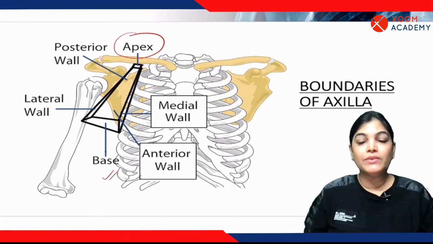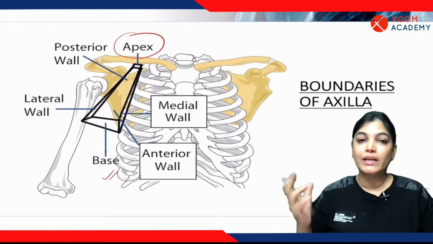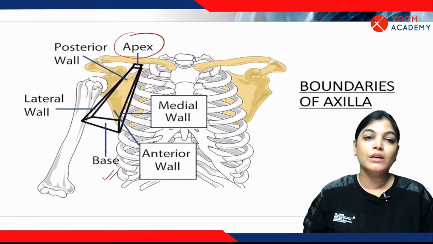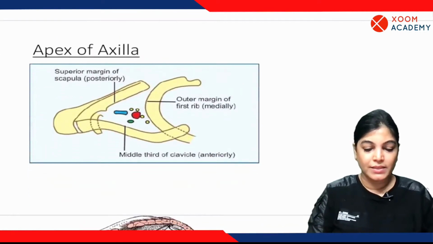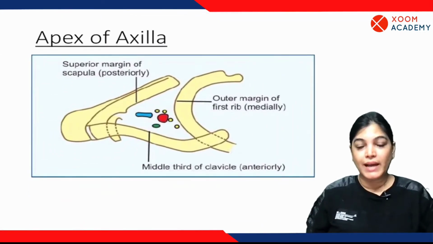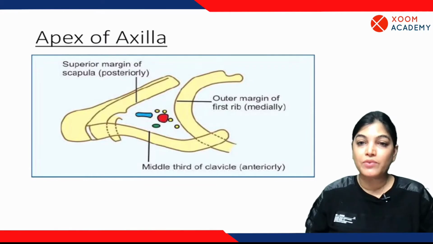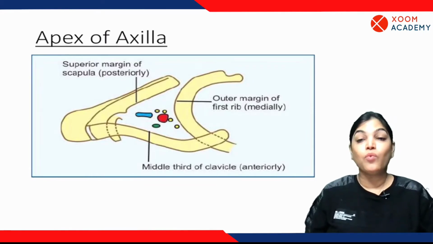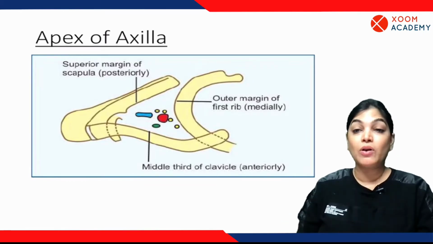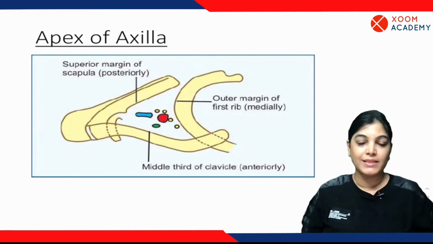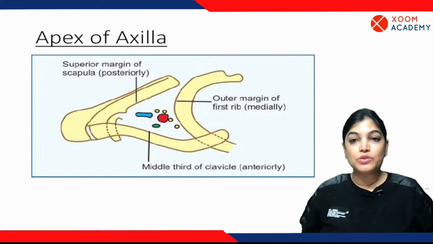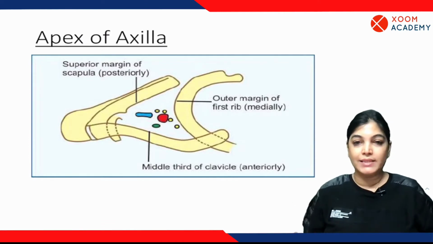So let me individually explain and show you the diagram so that you can understand the concept of the axillary walls. Let me start with the apex of the axilla. The apex of the axilla is also called the cervico-axillary canal. Why is it called the cervico-axillary canal? Because the axilla can communicate with the neck region via the apex of the axilla. It is important that you understand the boundaries of the axilla.